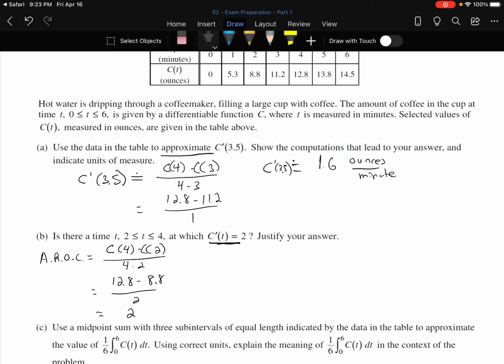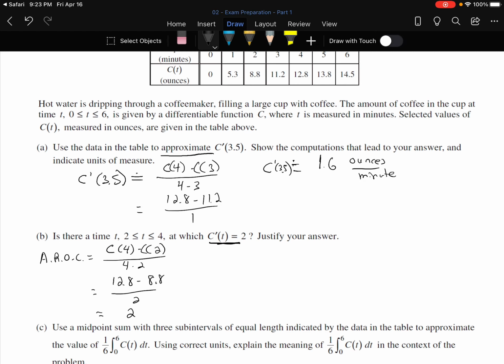And this goes right back to the mean value theorem. The mean value theorem states that if the average rate of change from 2 to 4 is 2, then somewhere in there, the instantaneous rate of change was also 2. It might have been there a lot of times. It might have been there the whole time. But somewhere in there it had to hit 2 because the average rate of change over that section was 2.